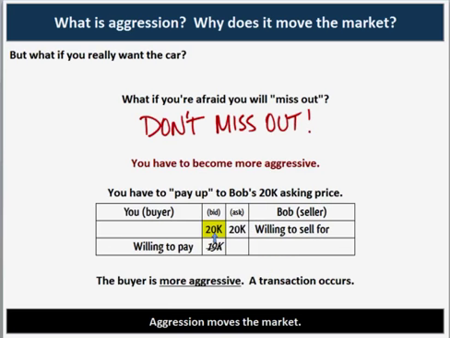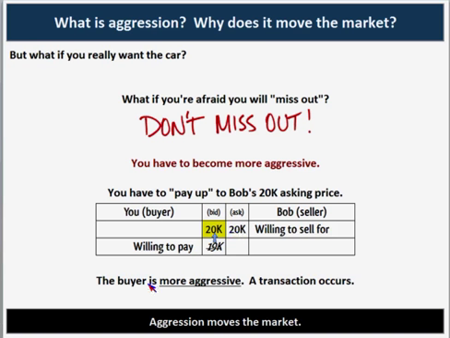Now, let's take another scenario. What if you really want that car? What if you were afraid, and this is an emotion that we face in the markets all the time, what if you were afraid that you're going to miss out? Well, if you're afraid you're going to miss out and you really want that car, you're afraid someone else is going to come grab it from you, then you need to get more aggressive. In other words, instead of being willing to pay $19,000, you have to basically pay up to Bob's $20,000 asking price. So you come up from 19 to 20.